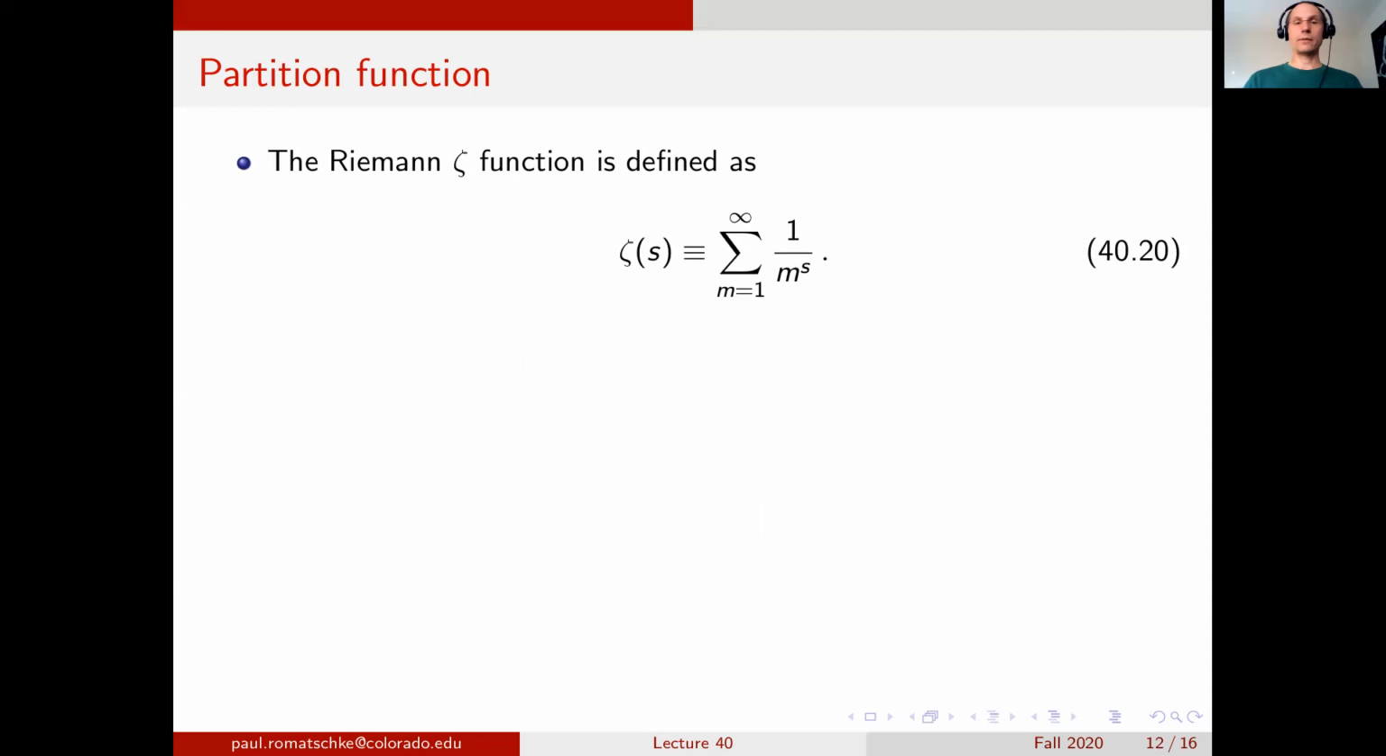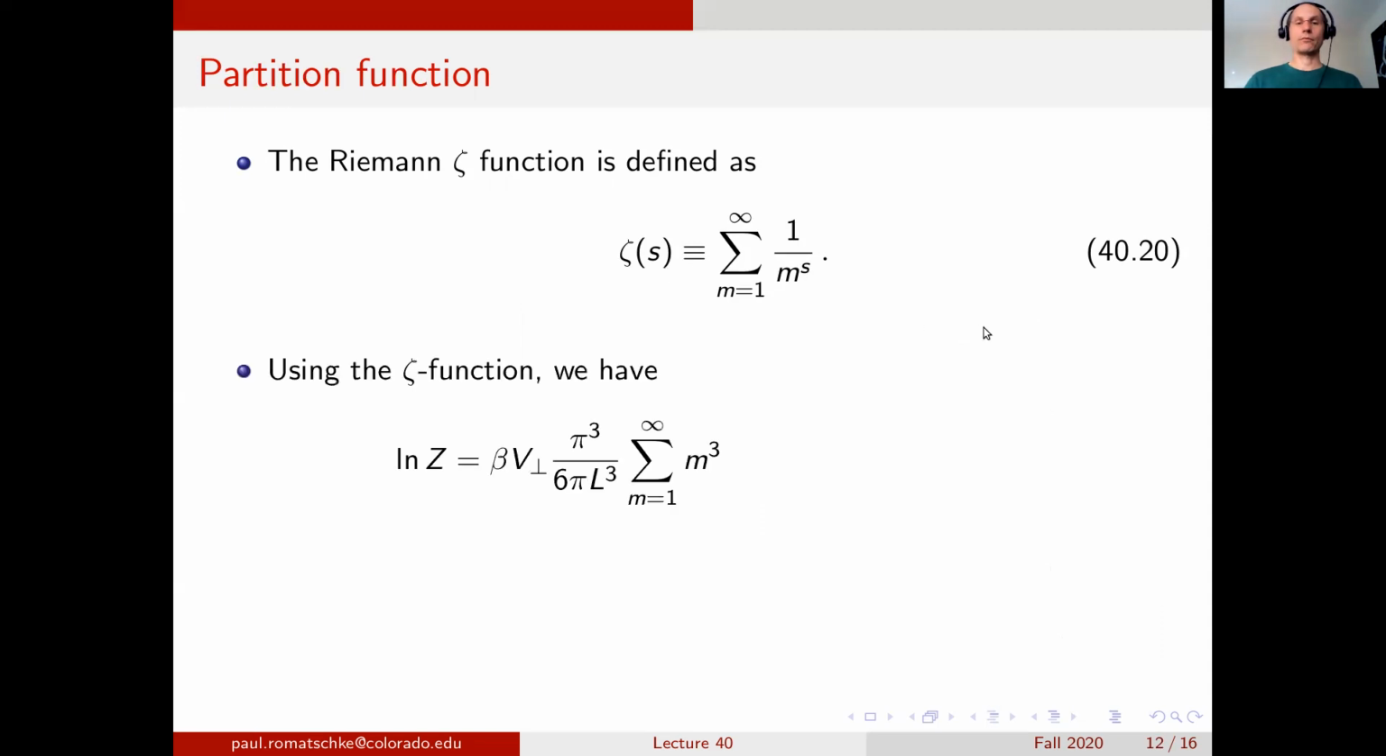In order to evaluate this sum, let's recall that we have a function called the Riemann zeta function that's just defined as the sum over integers to some power s, that's zeta of s. In terms of the zeta function, if we rewrite our sum here, we find that we have a sum of m to the 3. This sum is not convergent, but we can nevertheless write it in terms of a zeta function where now obviously the argument is negative. So we find that the logarithm of the partition function is given as this expression with zeta of -3.